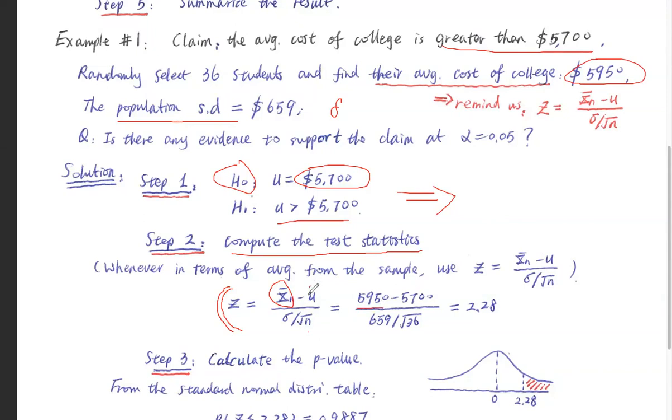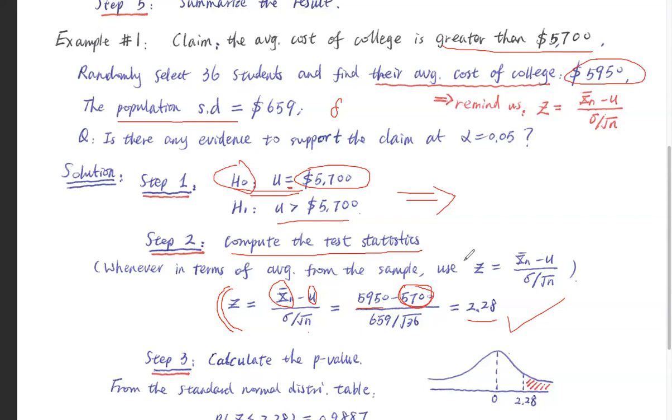Question: what is the mu we are plugging in here? Be careful. We are using 5,700. Why? We are using the number directly coming from H0. That's the reason we always require H0 to be equal. Because when mu is equal, we can replace it with that number. Then sigma, square root of n, sample size 36. We got 2.28. We call this the test statistic. So far, so good.